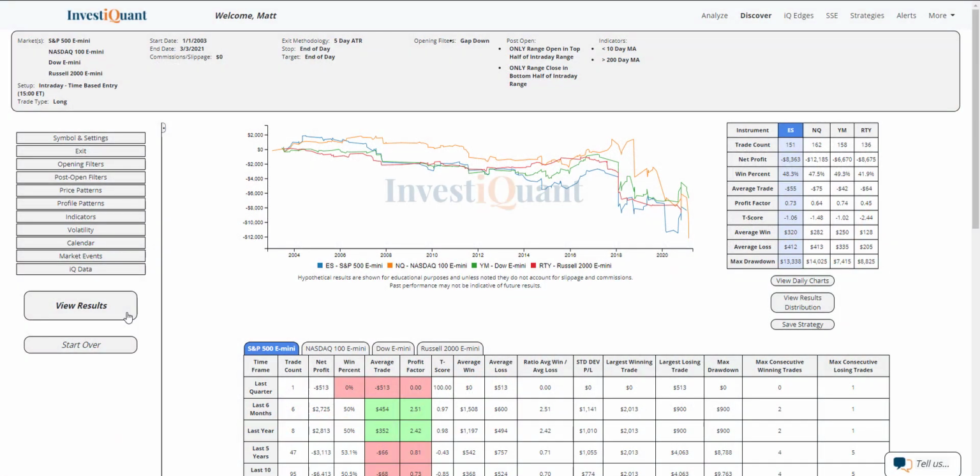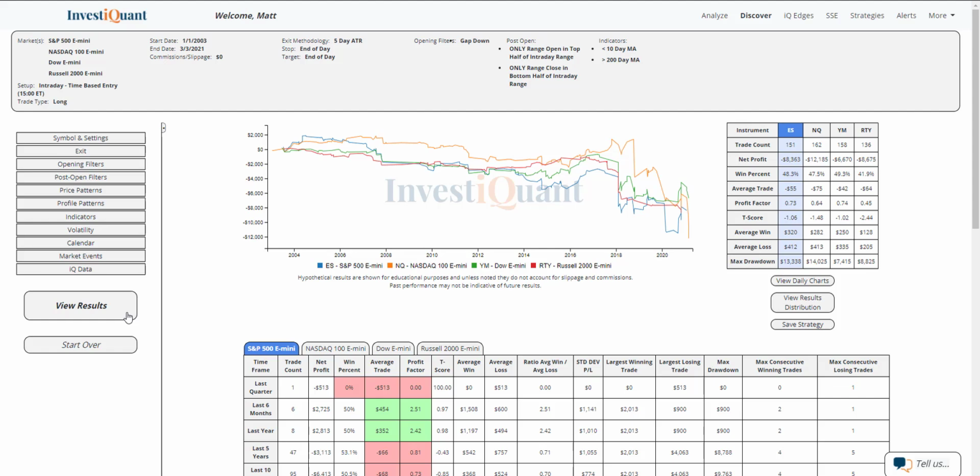And here we go. Here are the results of going long at 3 p.m. Eastern Time, exiting at the close of regular trading hours, which is 4:15 p.m. Eastern Time, when you gap down. And after the gap down, the open is in the top half of the range. The 3 p.m. price is in the bottom half of the range. And this has taken place in a similar market environment, which I have as below a 10-day simple moving average, but above a 200-day simple moving average.